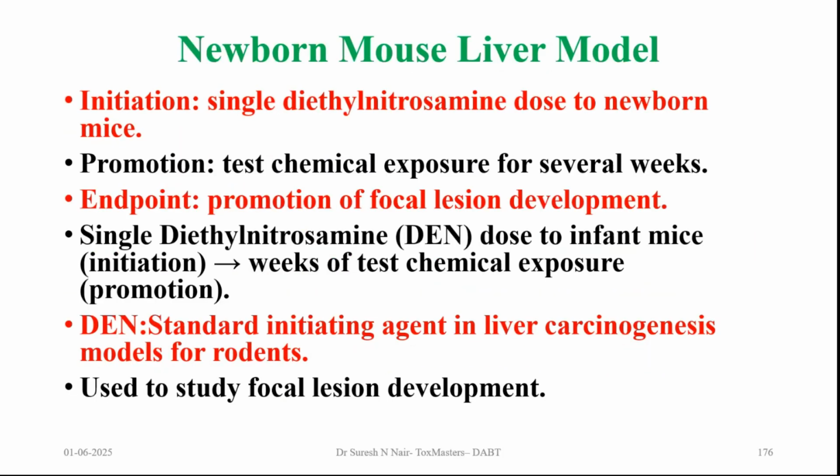The next model for liver carcinogenesis is the newborn mouse liver carcinogenesis model. You can test the initiation as well as promotion as the endpoint. Then a single diethyl nitrosamine dose will be given to the infant for initiation. Weeks after that, DEN will be used as the carcinogen. Okay, and DEN is actually considered the standard initiating agent.